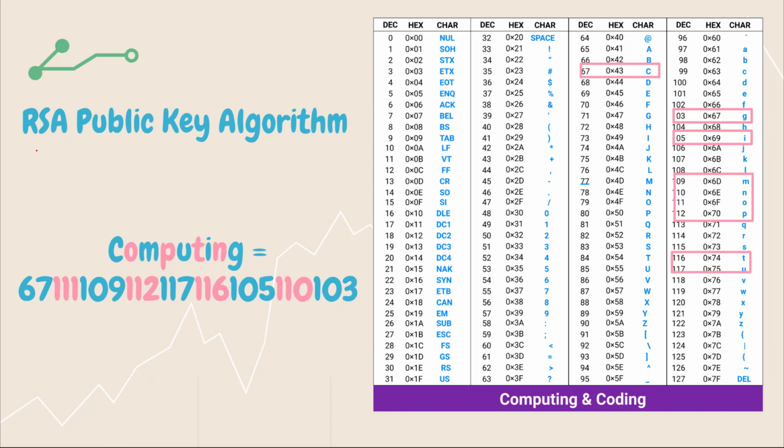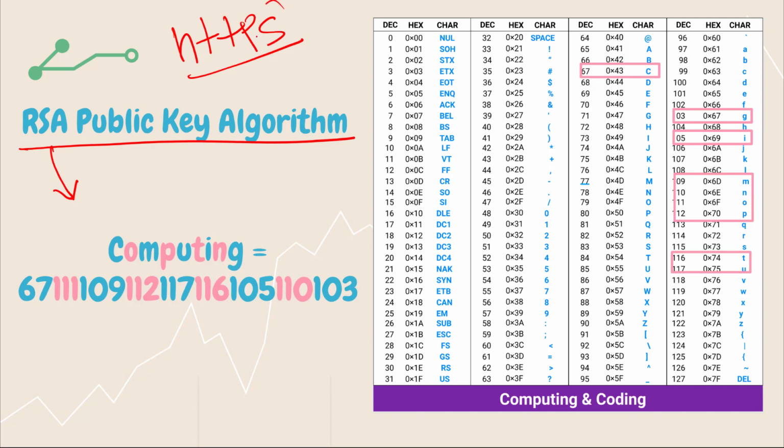The first public key cryptography algorithm is RSA, which is heavily used, especially if you're using the web every day. When you see HTTPS, that S actually means secure HTTP, which is based on SSL and TLS technology, and under the hood it is actually using the RSA public key cryptography system.